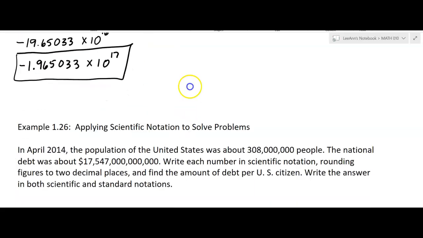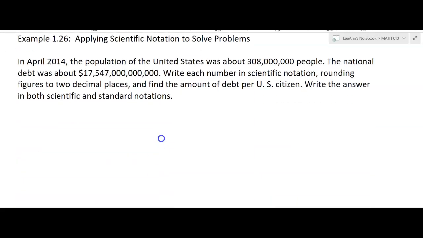I didn't. Okay, let's look at this last example, applying scientific notation to solve problems. In April 2014, the population of the United States was about 308 million people. The national debt was about 17, what is that, trillion? Million, billion, trillion. 17,547 billion dollars. Write each number in scientific notation.